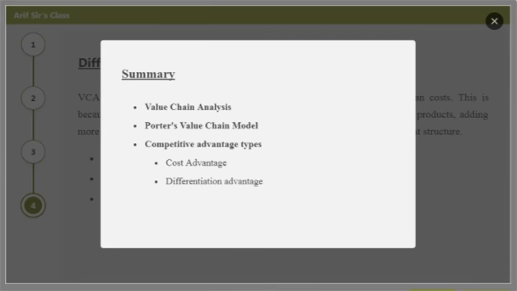In this lecture, we have seen value chain analysis, Porter's value chain model, and competitive advantage types, which include cost advantage and differentiation advantage. So this is all for now.